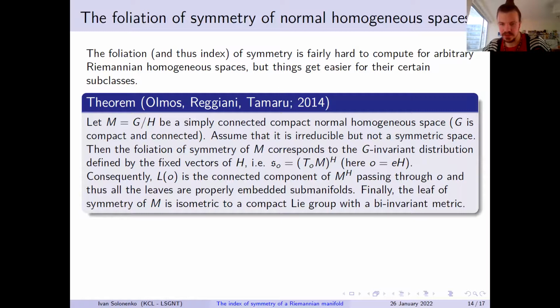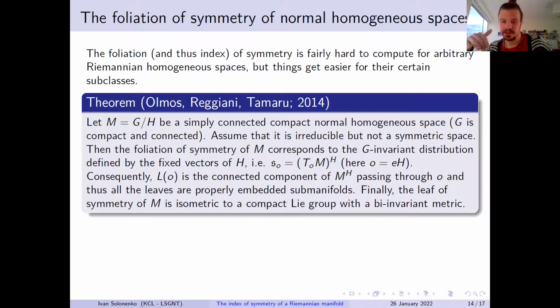You can describe, and this is pretty much straightforward from the construction, the leaf of symmetry through o. You take all points of M which are fixed by H. This will be some closed submanifold, and you just take its connected component that passes through o. And this will be precisely the leaf of symmetry. And we'll see some examples later.